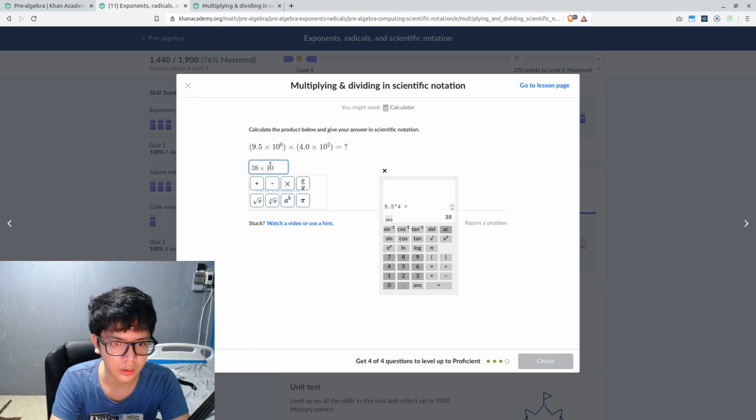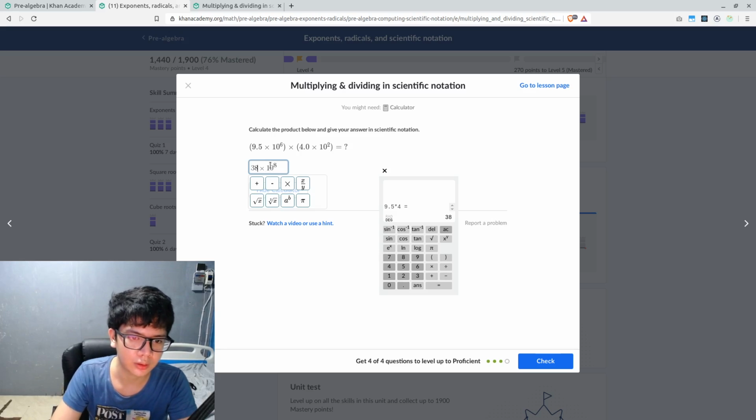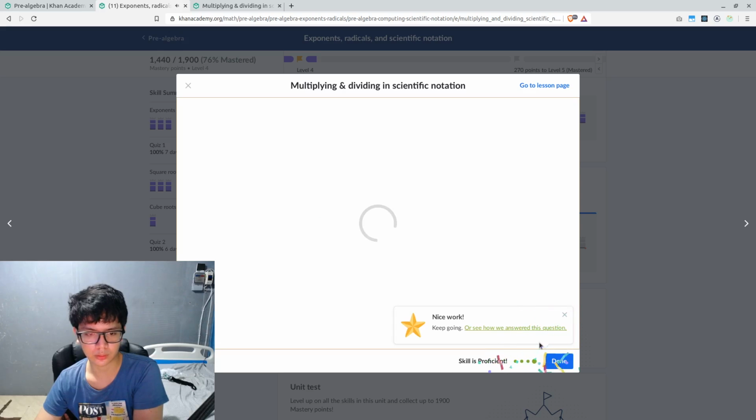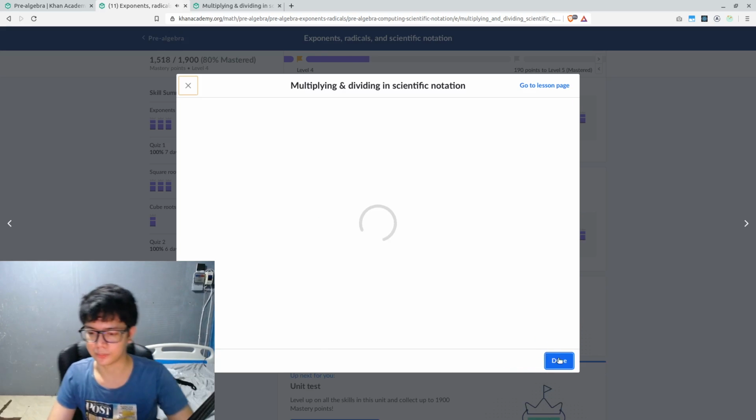Then raised to 8. We have to divide by 1, so we then raised to 9. 8. Yeah.